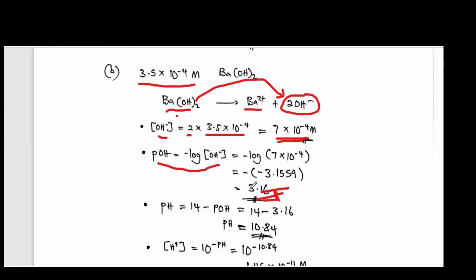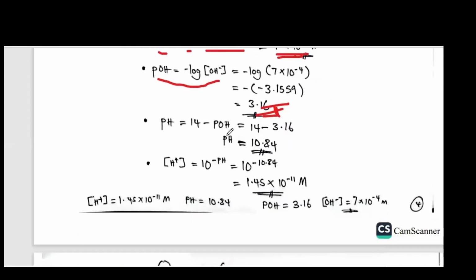Then since we have the pOH now, we can use the pOH to calculate our pH. So pH is equal to 14 minus pOH, which is just 14 minus 3.16. You're going to get that as your pH. Then from your pH, we know we can calculate our concentration of ions, right? So from that formula that we had, pH is equal to minus log of the concentration of H plus there, you turn this into a logarithmic form.